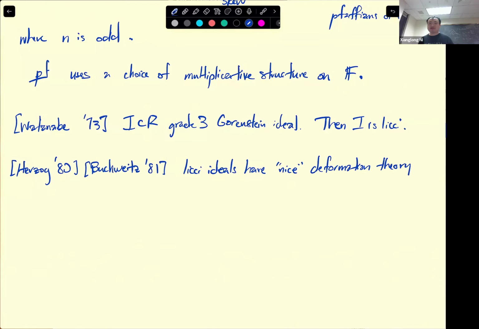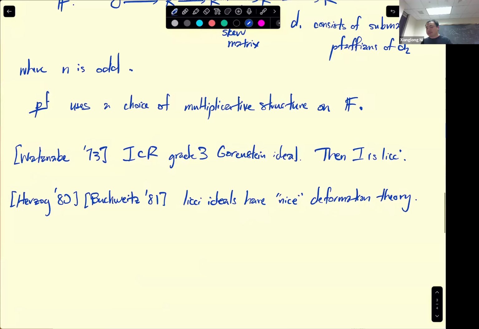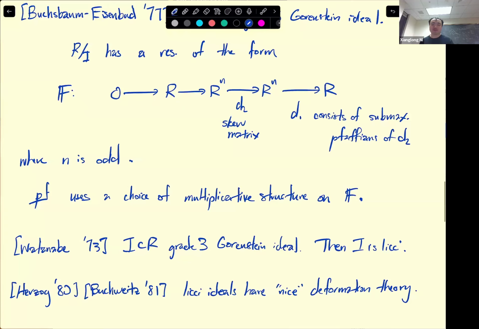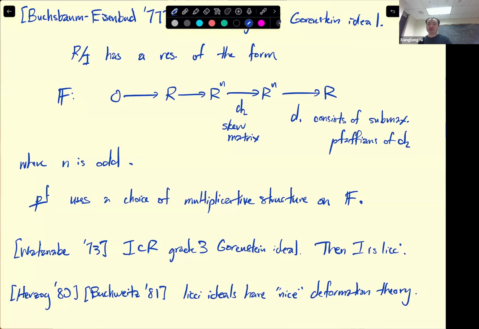And if one makes this more precise, the idea is that somehow, in retrospect, the explanation for why there could be such a nice structure theorem for grade 3 Gorenstein ideals is intimately related to the fact that all such ideals are Lichy.